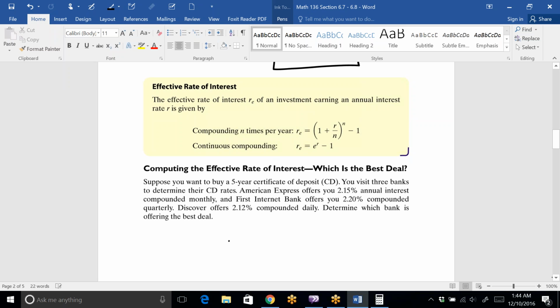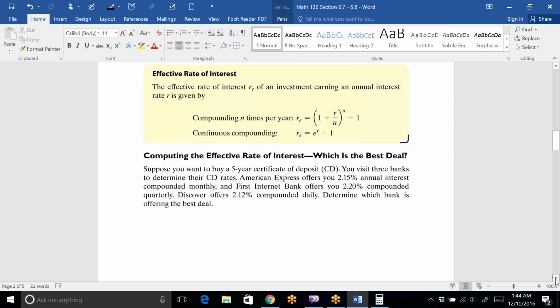So this guy right here says, suppose you want to buy a 5-year certificate or a CD. You visit 3 banks to determine their CD rates. American Express offers you 2.15% annual interest compounded monthly. First Internet Bank offers you 2.2% compounded quarterly, and Discover offers 2.12% compounded daily. Determine which bank is offering the best deal.